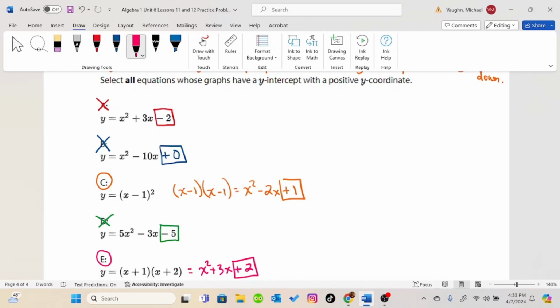If you have any questions about how to identify the y-intercepts, please use class time to ask for further clarification.